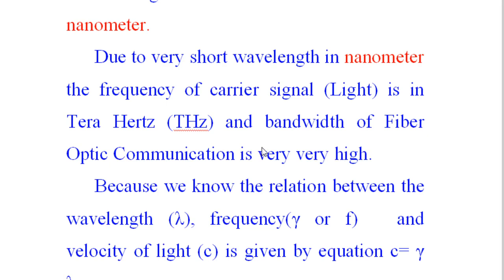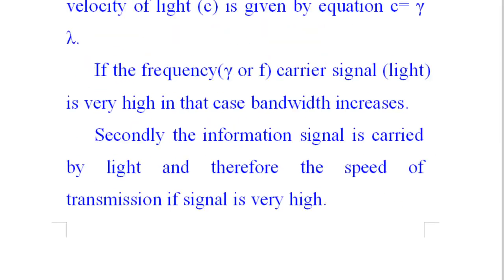And this entire credit goes to the wavelength of light which we are using, which is in nanometer. That nanometer means 10 raised to minus 9 meter. So this is a very simple thing. If the frequency ν or f of carrier signal, that is your light, is very high, in that case bandwidth increases. That all of you know. Secondly, the information signal is carried by light. We converted information signal into electric signal, and then electric signal into light signal, and we are passing that light signal through fiber optic cable.